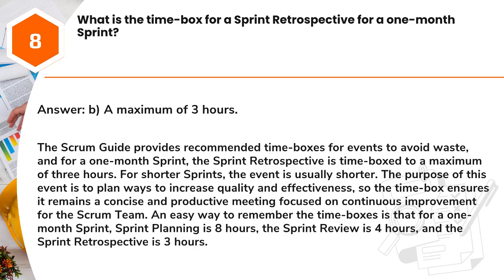The Scrum Guide provides recommended time boxes for events to avoid waste, and for a 1-month sprint, the sprint retrospective is time-boxed to a maximum of 3 hours. For shorter sprints, the event is usually shorter. The purpose of this event is to plan ways to increase quality and effectiveness, so the time box ensures it remains a concise and productive meeting focused on continuous improvement for the Scrum team. An easy way to remember the time boxes is that for a 1-month sprint, sprint planning is 8 hours, the sprint review is 4 hours, and the sprint retrospective is 3 hours.